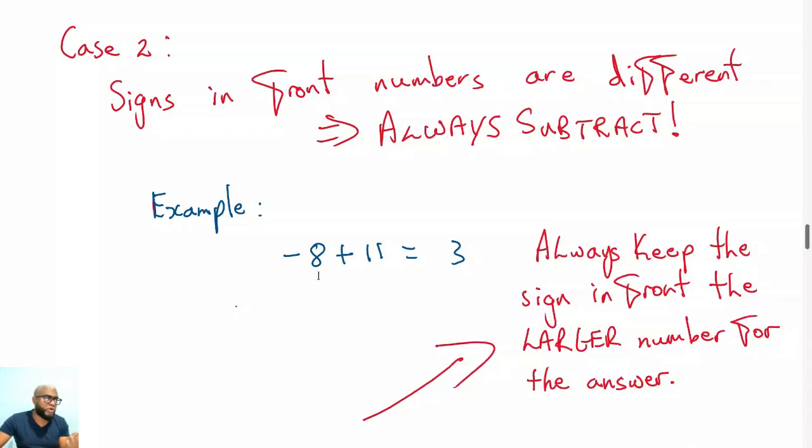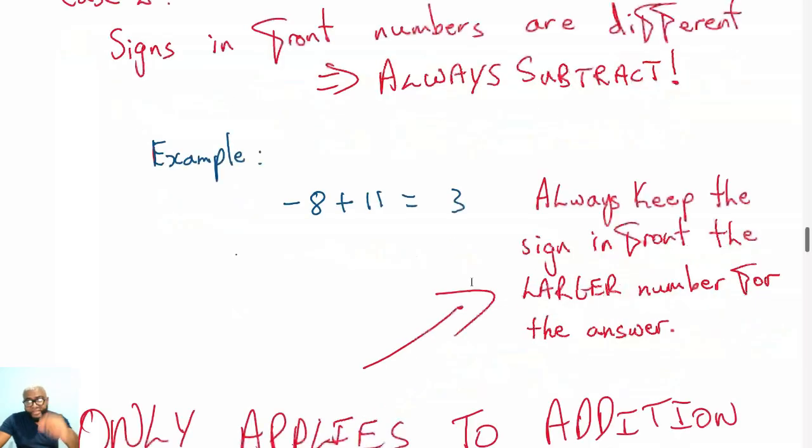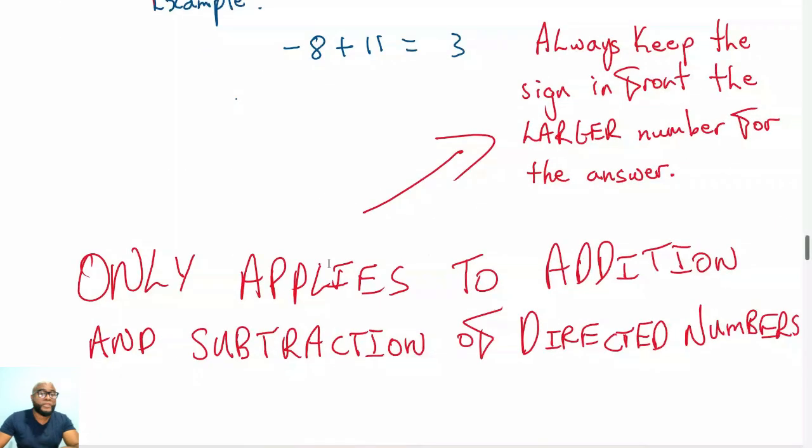Obviously, you'll take the smaller amount from the larger amount. So you take 8 from 11, you remain with 3. Now, what sign is going in front of 3? Always keep the sign in front of the larger number for the answer, right? This only applies to addition and subtraction of directed numbers. This does not apply to multiplication and division.